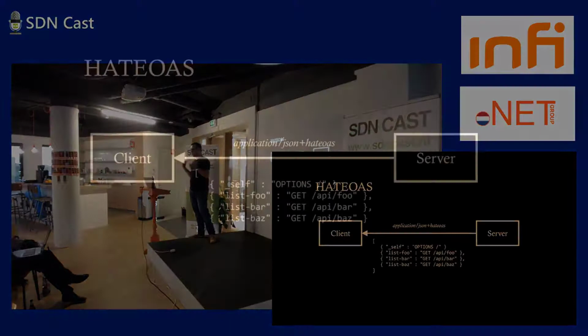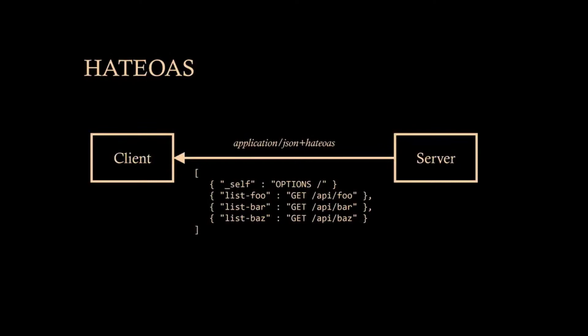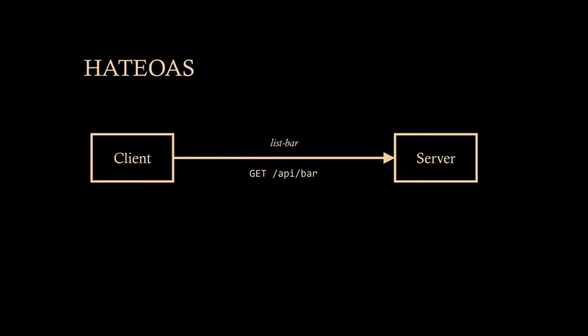you want to know what I can do? Well, I can do this. There's self, which is options. I can also list foo, list bar and list baz, and there is the URL for each. I don't keep it on the client. My server gives me the URL on the fly. Its response is a JSON HATEOAS response, for instance. It's not a specific JSON response. Then you can pick one, because now the client knows about names, not about the URLs.